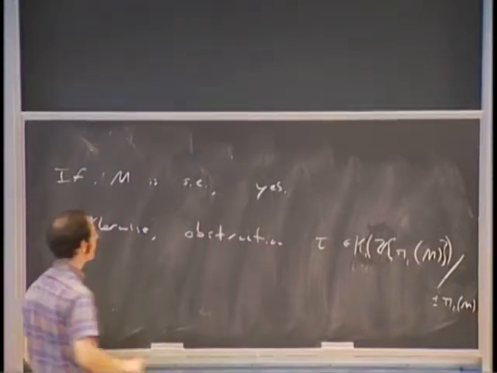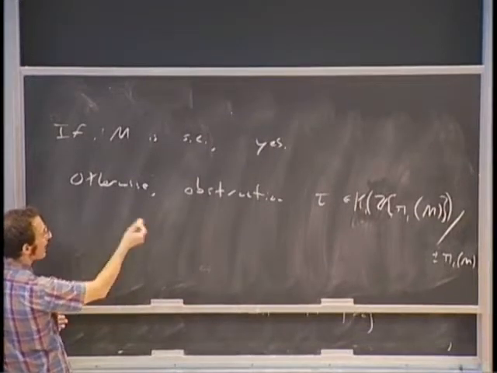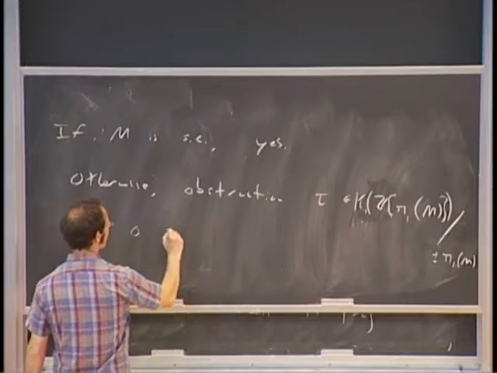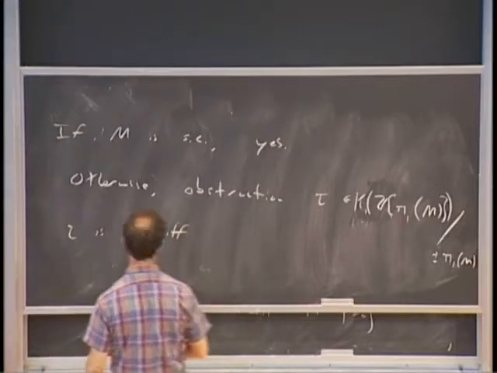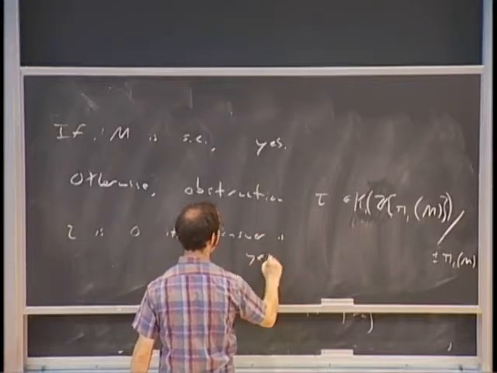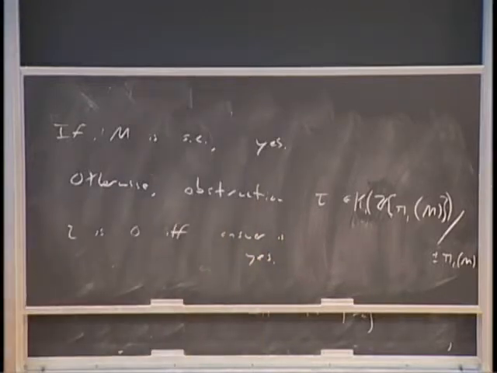So tau is called the Whitehead obstruction. This is the Whitehead group. Tau is 0 if and only if the answer is yes. Now, how do you produce tau?